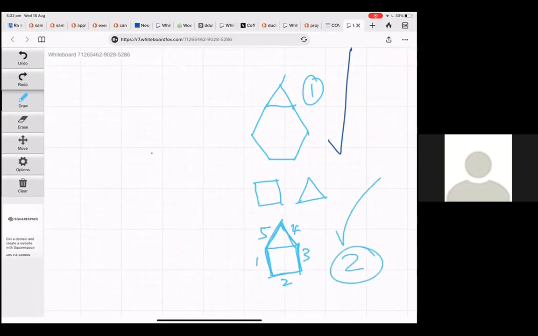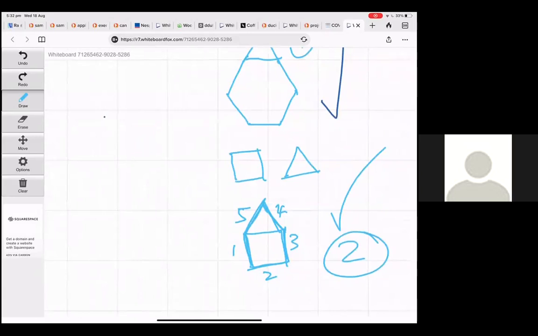And none of these are straight lines because we know this is a right angle, and we know this is definitely not a right angle. And on a straight line, we have two right angles.